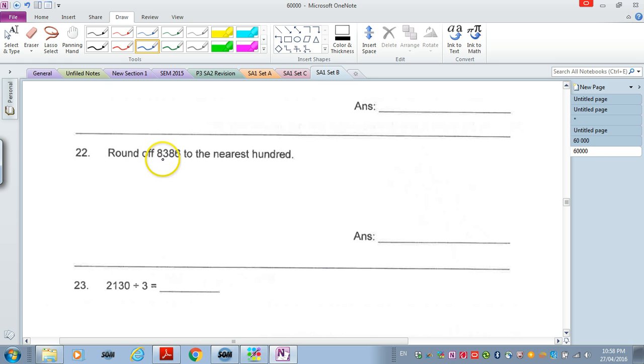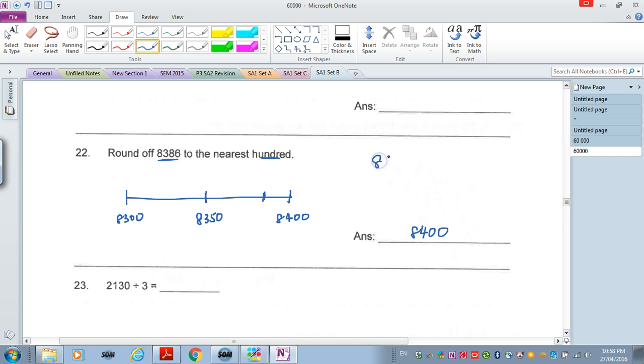Round off 8,386 to the nearest 100. If I draw my number line, 8,386 to the nearest 100, so I have 8,300 and 8,400. So in the middle will be 8,350. 8,386 will be roughly around here, which is near 8,400.